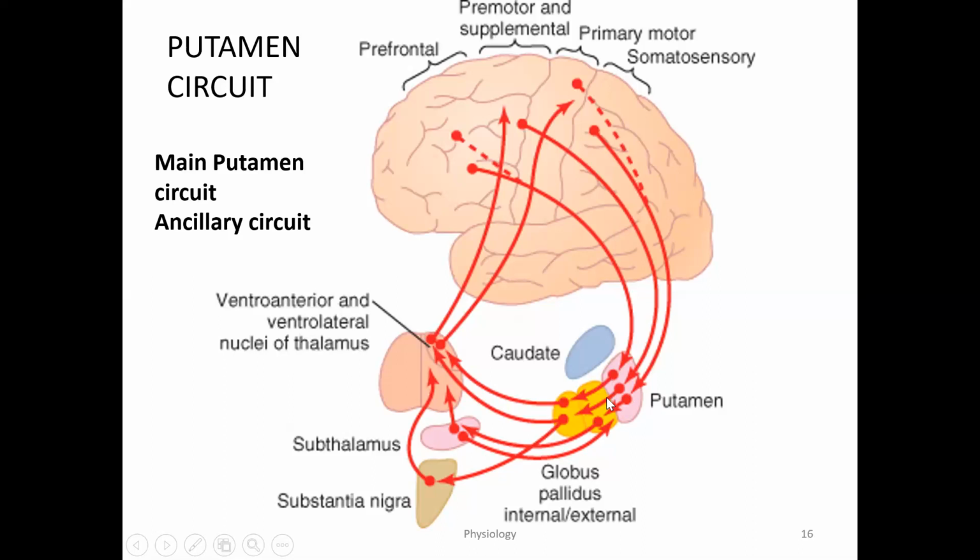Input, putamen, globus pallidus external segment. Instead of GPI, they enter into the subthalamic nucleus, and from the subthalamic nucleus they enter into the ventroanterior and ventrolateral nucleus of thalamus. Okay.